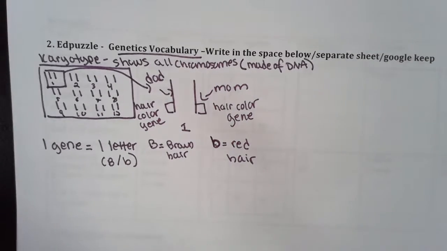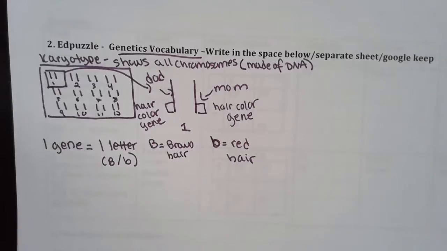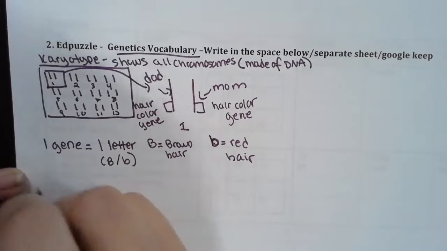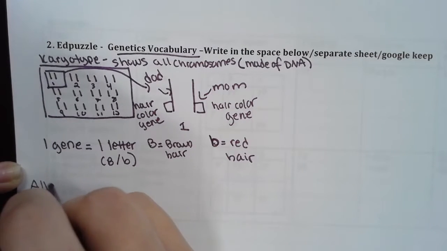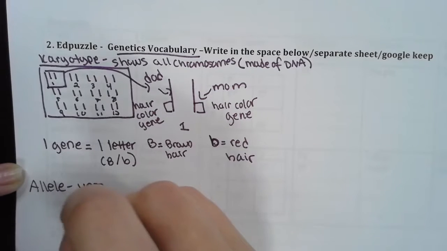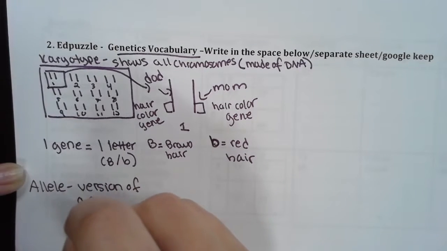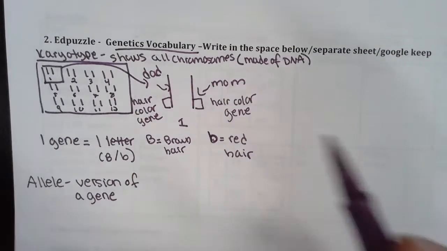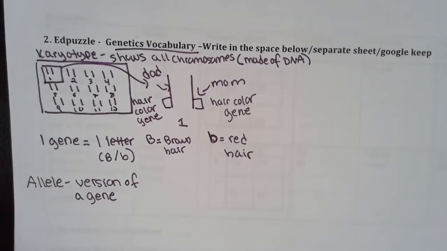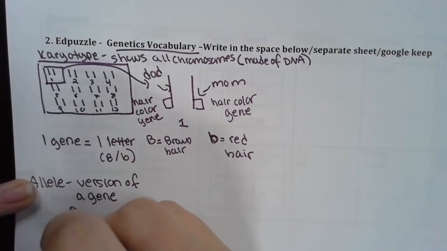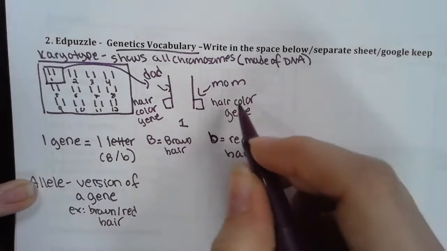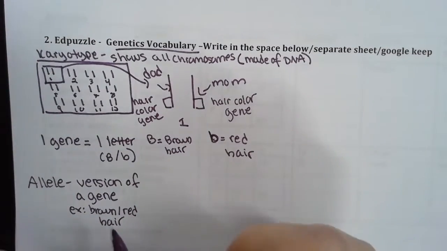Now it's very important that you understand the difference between genes and alleles. Alleles I brought up before. Right now we have a gene for hair color. What we call an allele is essentially a version of a gene, aka brown hair or red hair. My versions of a gene are, in this case, versions of hair color. My gene was hair color, my allele is brown or red.